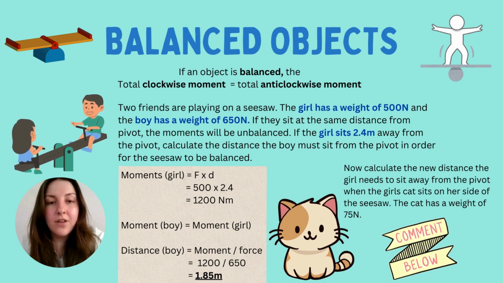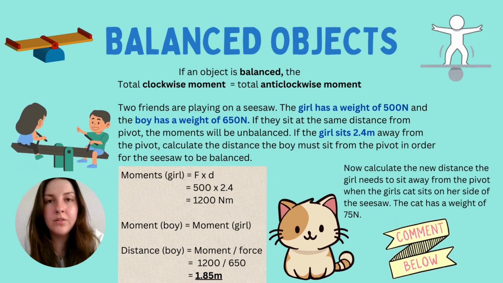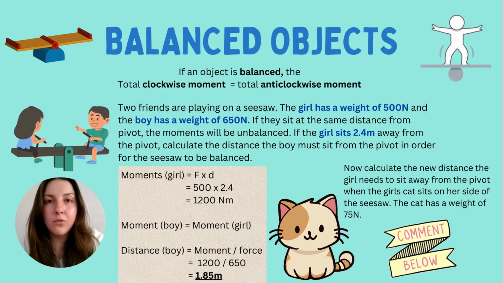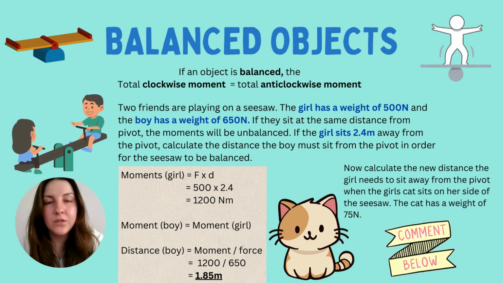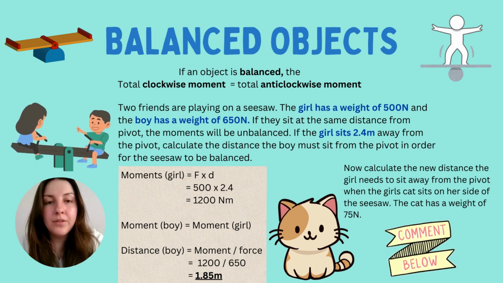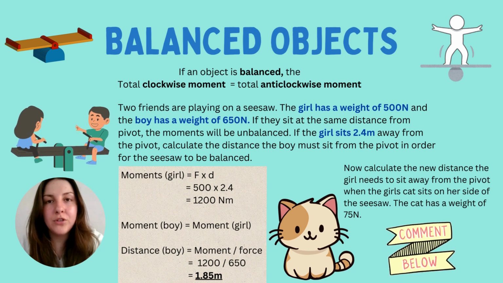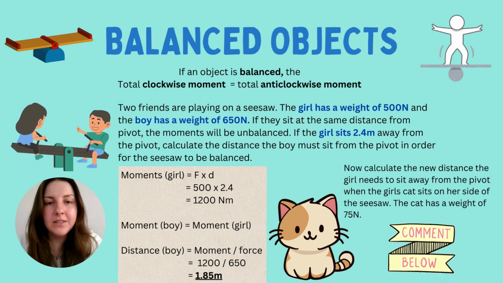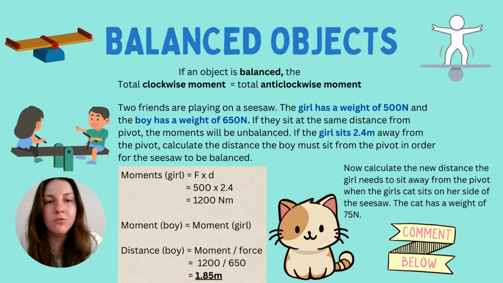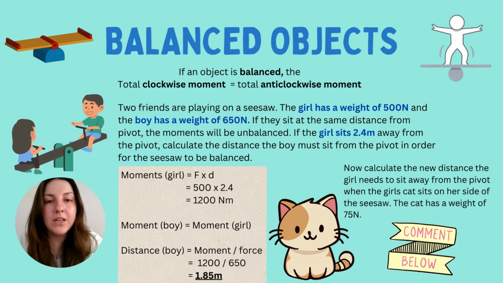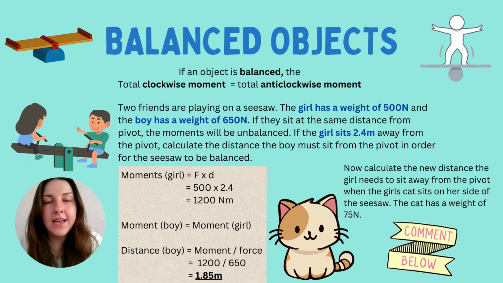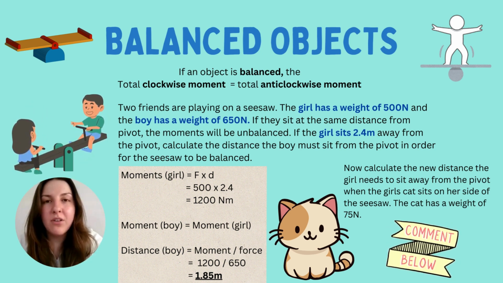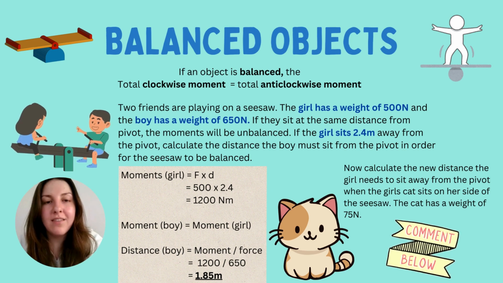So in this case, we have the moment divided by the force, and that will give us our distance for the boy. The moment that we have is 1,200 because we've just worked that out for the girl. They have to be the same for it to be balanced, and we're going to divide it by the force of the boy, which is 650. If we calculate this, we get an answer of 1.85, and because it's distance, it's measured in meters, so that's the answer we'd give. Have I got this?